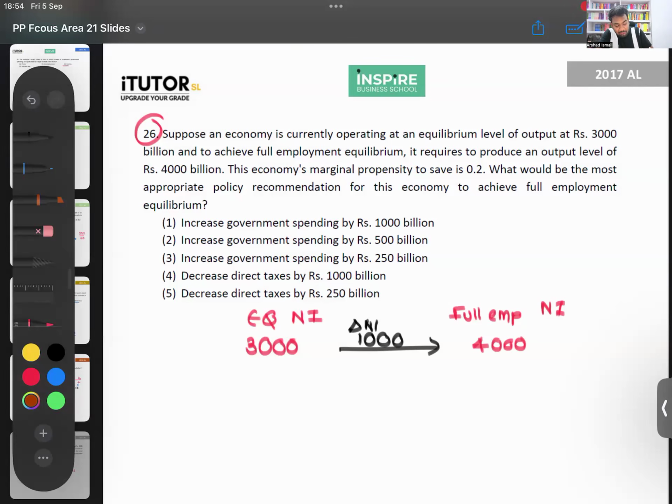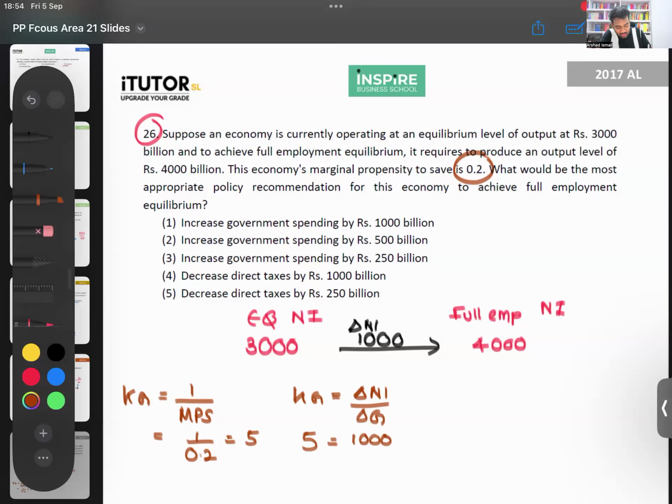So if my MPS is 0.2, how much is my government expenditure multiplier? It is 1 over MPS. How much do we get? Government expenditure multiplier is 5 times. So if you want national income to increase by 1,000, how much should government spending change by? Expenditure multiplier is 5. National income change, you want 1,000. How much should it change by?